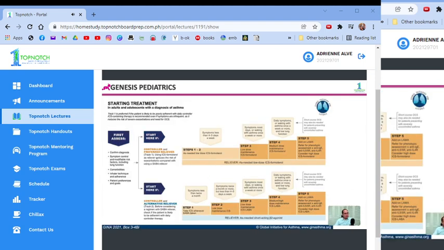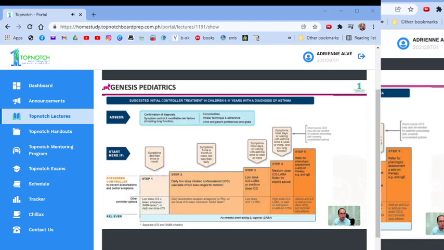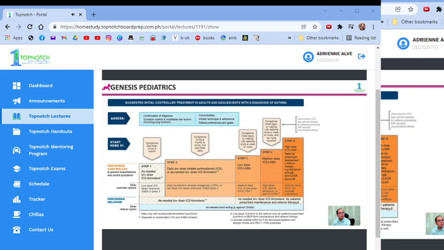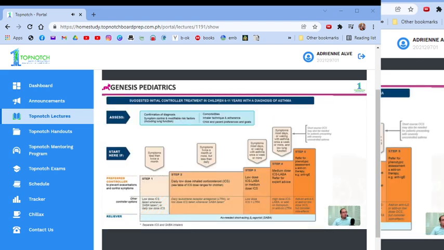Okay? So, this one is pretty much the same, just presented differently. Okay? GINA 2021. Oh, this is 2021. I said 2020 earlier. 2021. Okay? So, this is for adults and adolescents. Now for 6 to 11, okay, there's no preferred controller. Okay? So, for symptoms less than twice a month, low-dose ICS taken whenever SABA is taken, or you can go straight to a daily dose of low-dose inhaled corticosteroids.